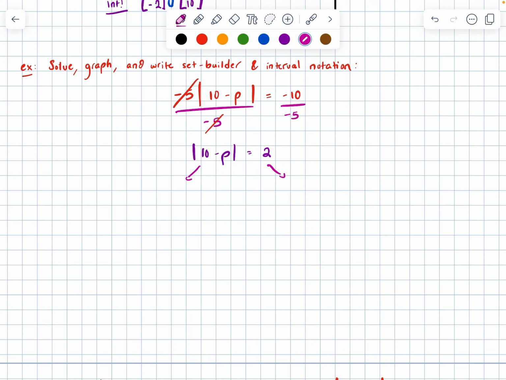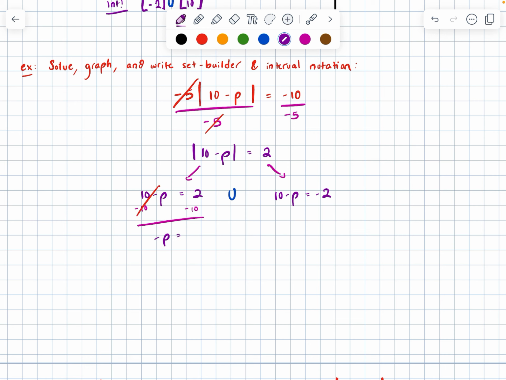Now that I'm here, step 2, absolute value by itself, let's split. So my two options, if the absolute value of 10 minus p is 2, then the stuff inside the absolute value, the 10 minus p, it could be +2, or it could be -2, right? If its absolute value is 2, either it was +2 or -2. And from here, all I've got to do is solve for p.